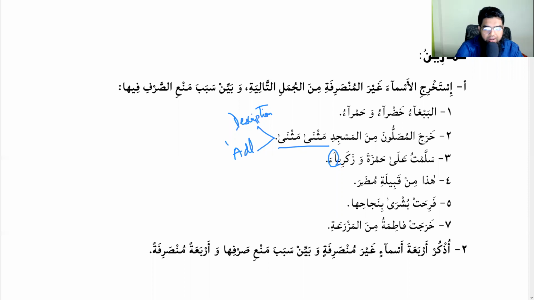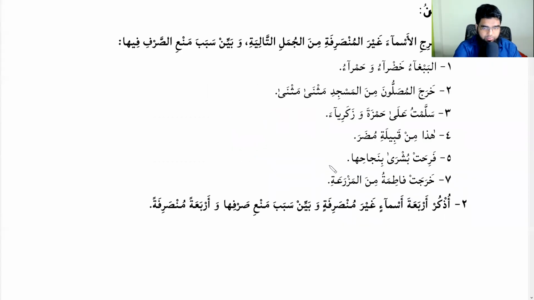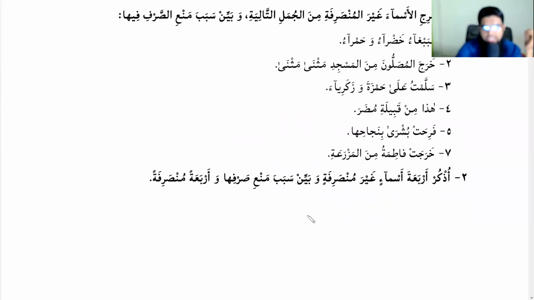Hada min qabilati Mudar. Why is this Mudar? Well, it's a name of a tribe. It's a name as well as it's changed, right? Fu'al, Umar, Mudar. It's adl. Farihat, Bushra. Bushra, alif maqsura came, binajahiha. Bushra became happy with her najahiha, with her success. Kharajat Fatimatu min al-mazrati. Fatima, there are two reasons again in Fatima. It's alamiya, that is a name, as well as it's ta'nith. Two reasons. Always find two reasons.